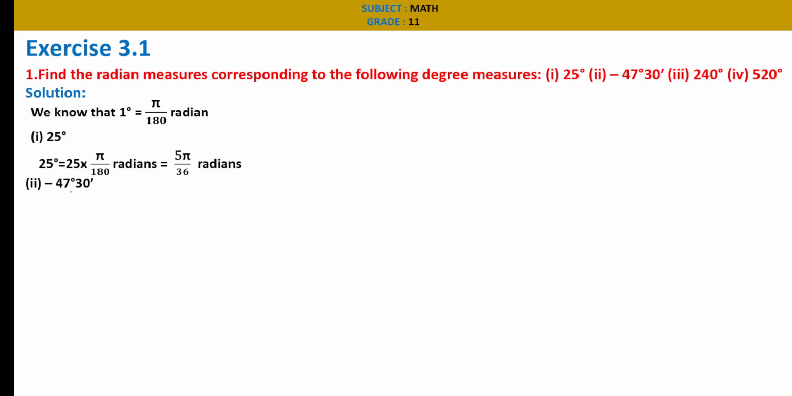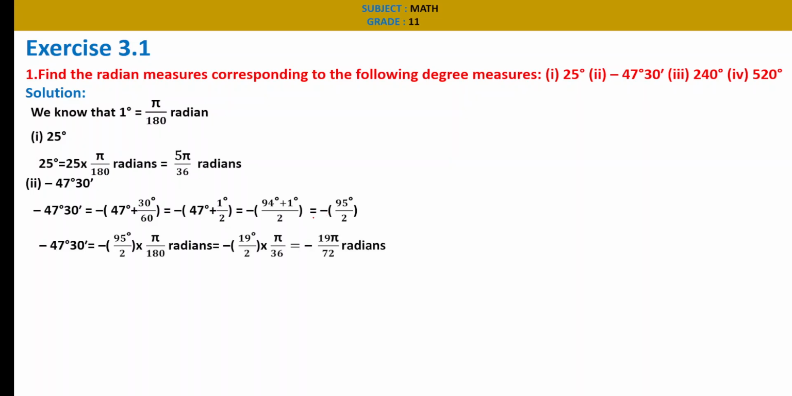Second one, minus 47 degrees and 30 minutes. Let us convert the minutes into degrees. So, 30 minutes can be 30 by 60 degrees. That is half a degree. So, 47 and a half, that is nothing but minus 95 by 2 degrees.